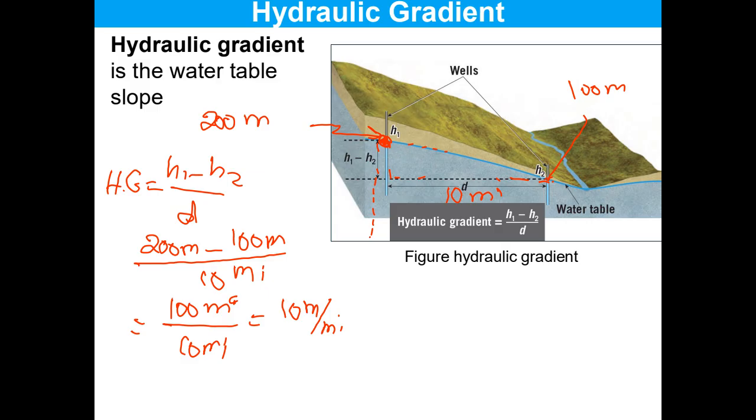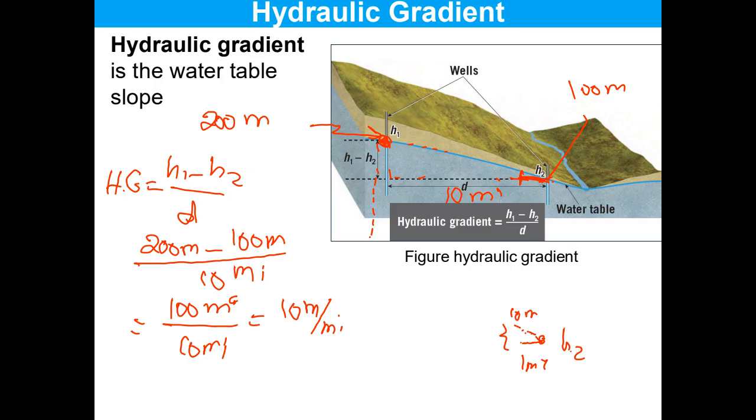But what this means is that every mile you go from here to here, every mile you go this way, you're going to go up 10 meters. So if you start from H2, as I go along distance D by, let's say, 1 mile, I have to go up 10 meters high.